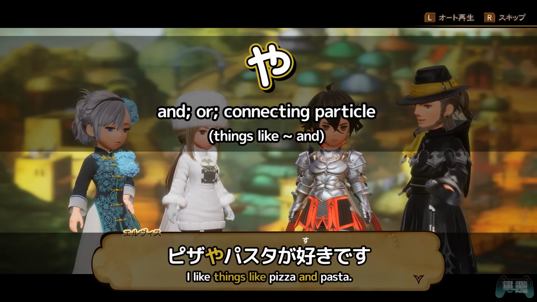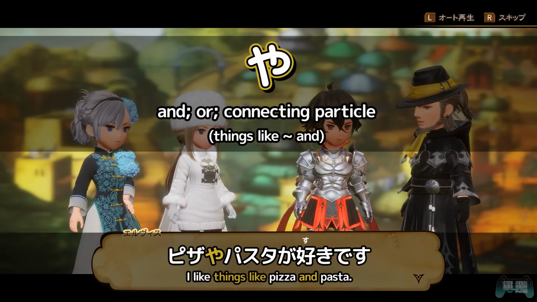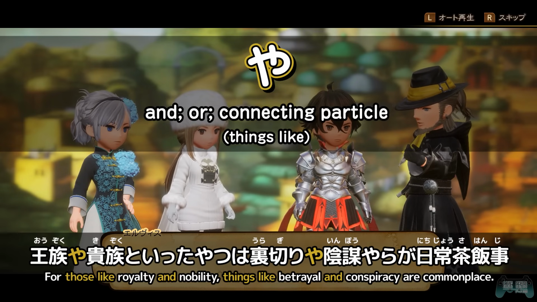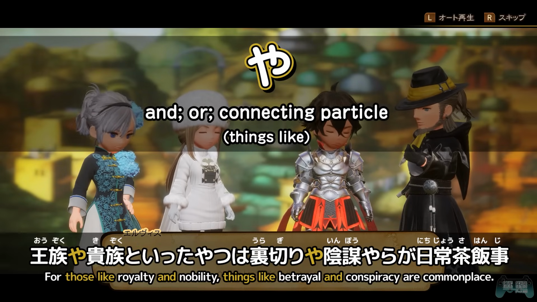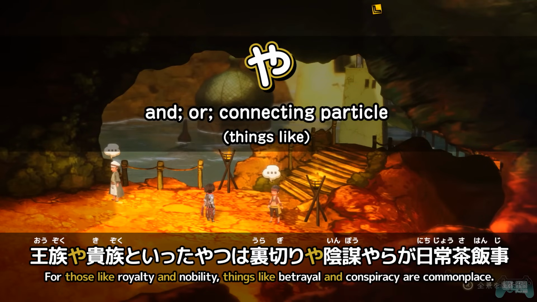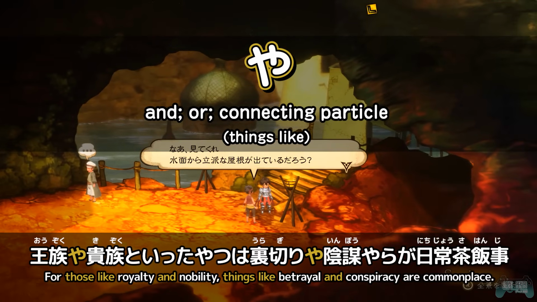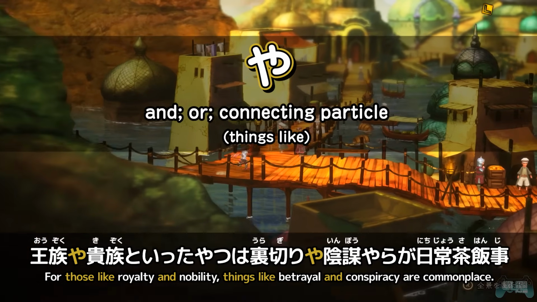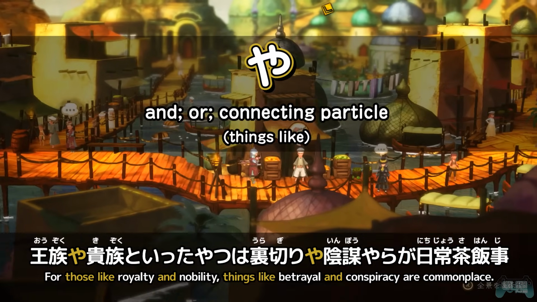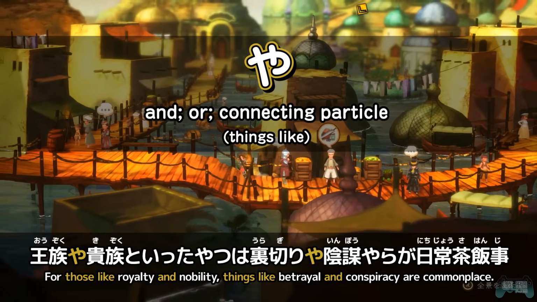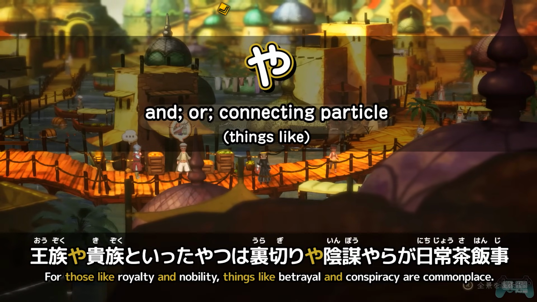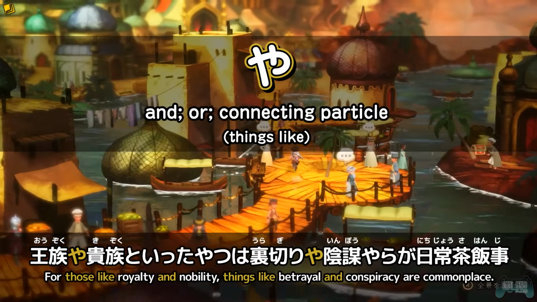And so here, from the final demo version of Bravely Default, this character says that for those like royalty and nobility, ozoku ya kizoku, those like royalty and nobility, uragiri ya inbo, things like betrayal and conspiracy are commonplace. Nichijo sahanji. So you can see here that he's not saying that betrayal and conspiracy are the only things that happen to nobility and royalty, but he's saying that things like this are just commonplace.